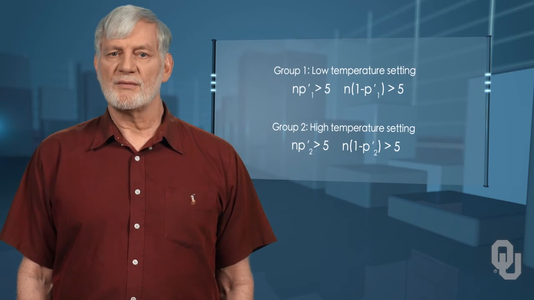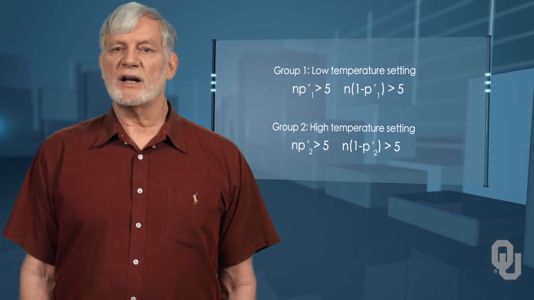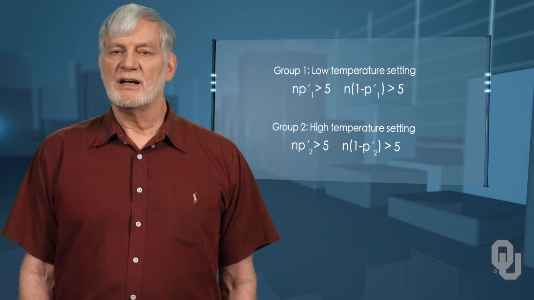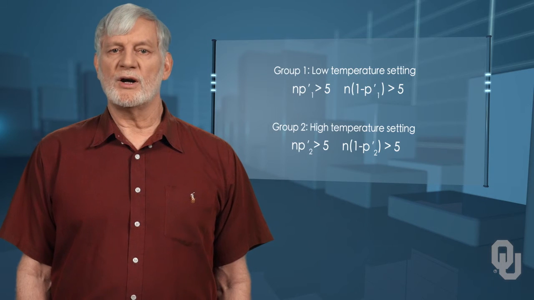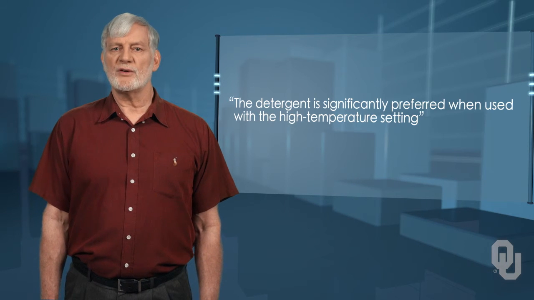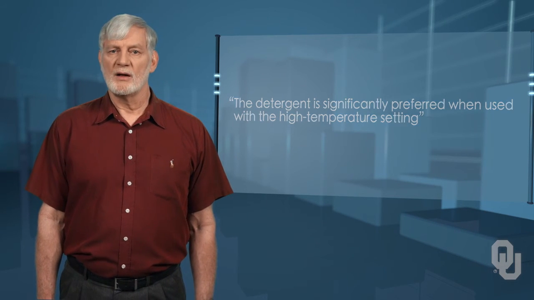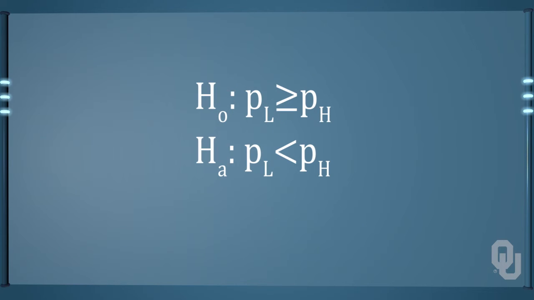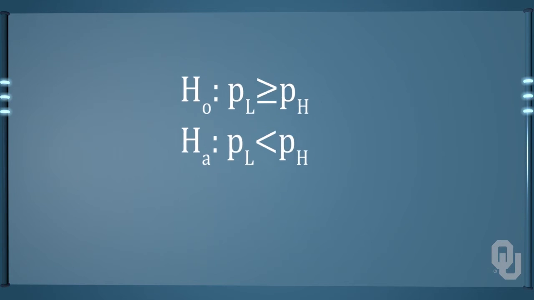Here are the results. We can see that for all 4 cases, they are greater than 5. And this, of course, was the requirement for us to continue. Now we need to set the null and alternative hypothesis. The null represents the world as we see it today, the status quo. This question, as it is asked, presumes a claim that the high temperature would be preferred. The actual statement is whether or not there is evidence that shows, quote, the detergent is significantly preferred when used with a high temperature setting, end quote. All claims go in the alternative hypothesis, and this makes this a one-tailed test.